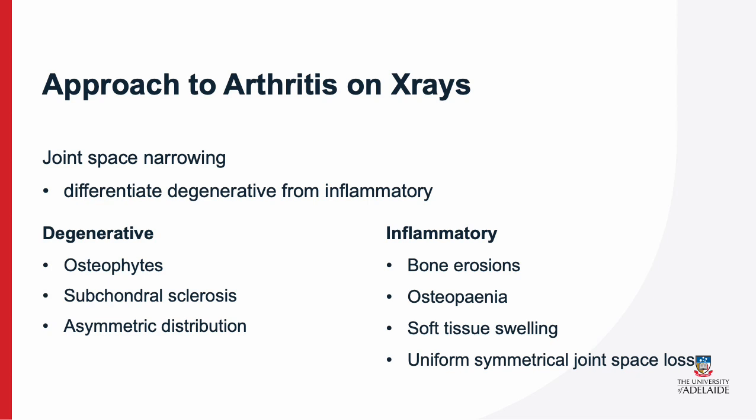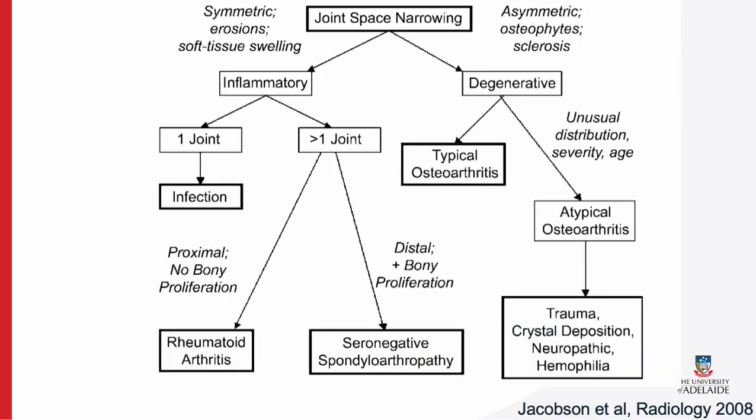This is usually associated with bone erosions, osteopenia, soft tissue swelling, and there's usually more of a uniform or symmetric involvement in the joint space. A flow chart can be useful in going through these processes and coming up with your differential.